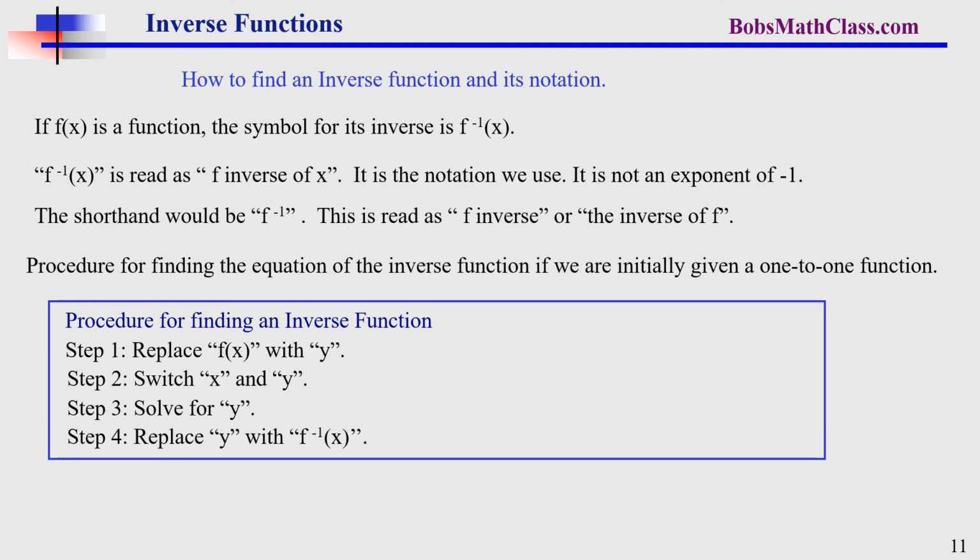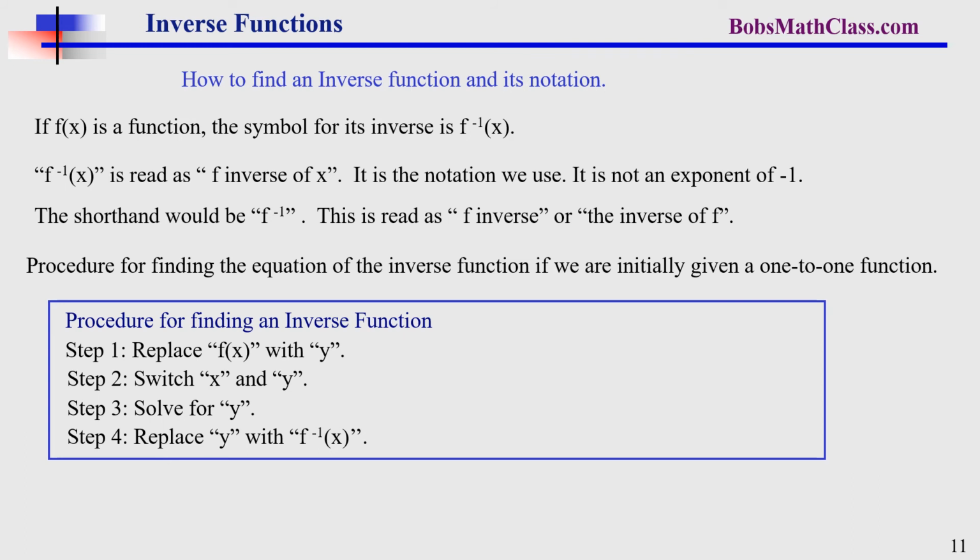Here's our procedure for finding the equation of an inverse function if we are initially given a one-to-one function. Okay, so our function must be one-to-one to begin with to follow these steps. If you're asked to find an inverse, it is going to be assumed that it is a one-to-one function. Okay, here's step 1. Replace f of x with y. If it already has y, you don't need to bother, but if it has the notation f of x, then first thing you do is switch it to a y.